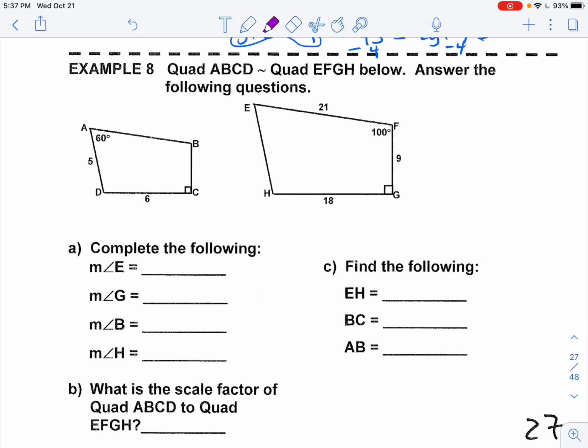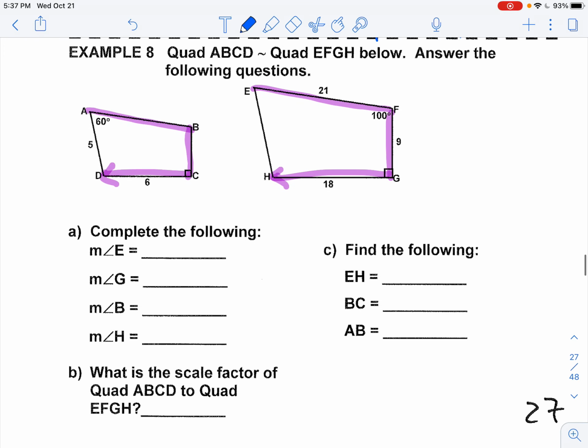Example 8, we have quadrilateral, let's start with A, B, C, and D, we're going in this direction, is similar to quadrilateral E, F, G, and H. Answer the following questions. All right, so let's go ahead and figure out what the measure of angle E is equal to. Well, E is going to be congruent to angle A, and angle A is 60 degrees.